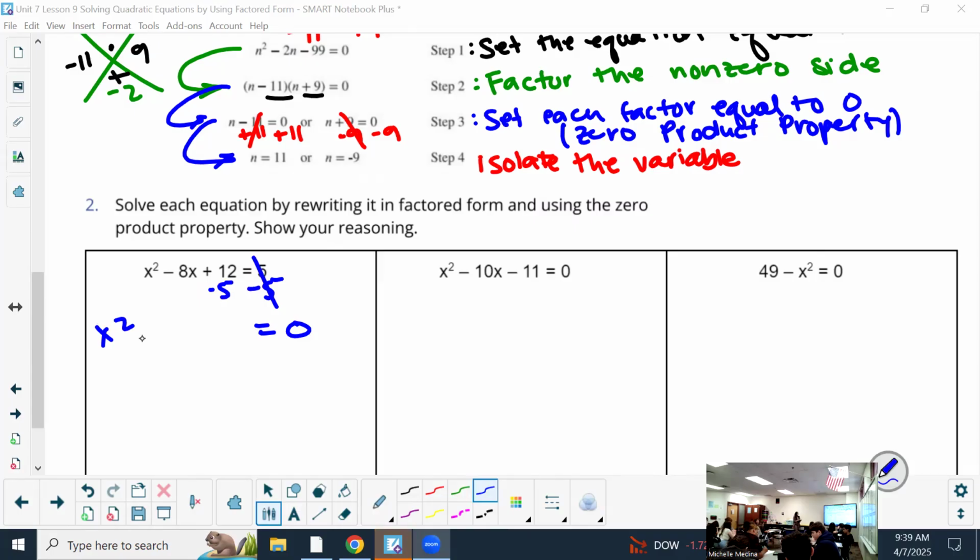And then on the left side, combining like terms, what's 12 minus 5? And that's a positive 7, so I'm going to put a plus 7. So that's me setting it equal to 0.